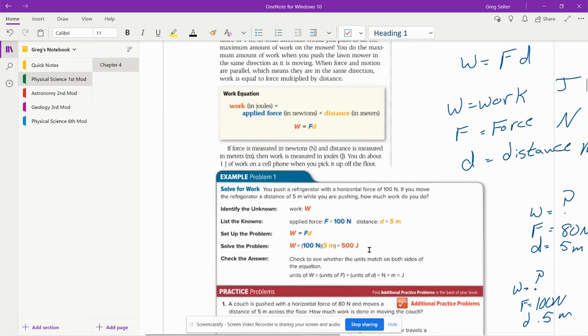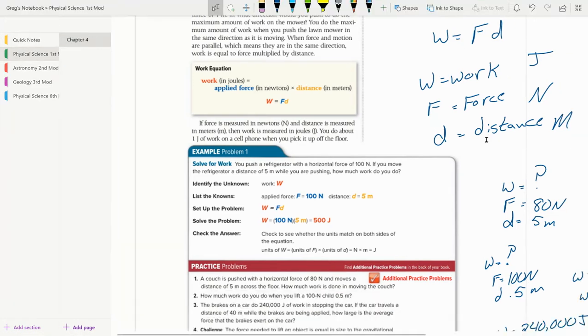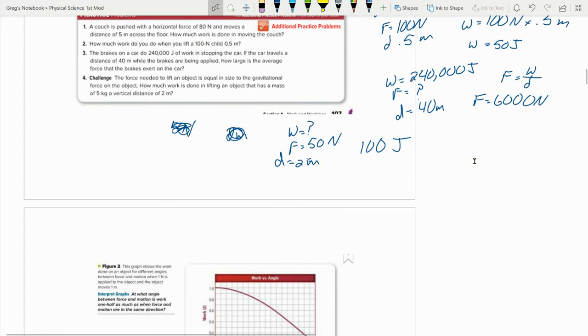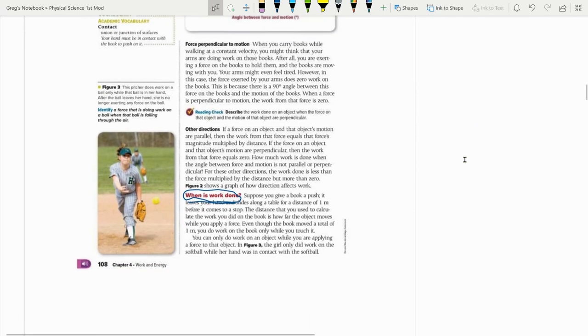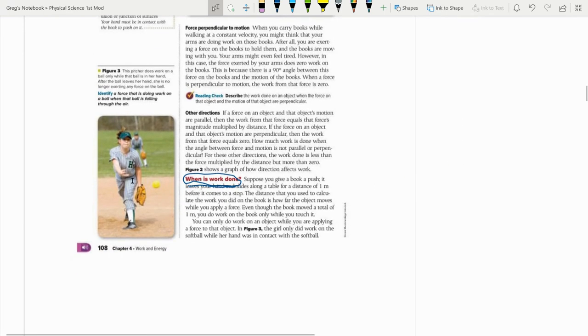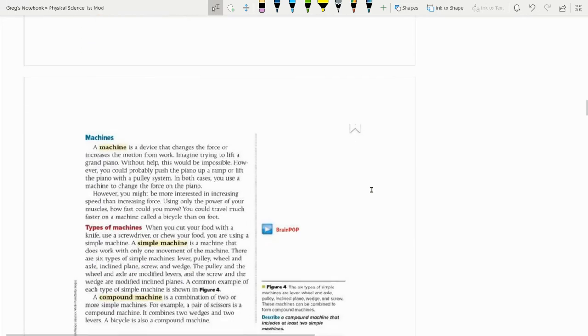Then we learned how to calculate work from the work equation. We talked about when work is done. Only in this case right here, only while her hand is touching the softball is work being done. As soon as that softball leaves her hand, the work is finished.